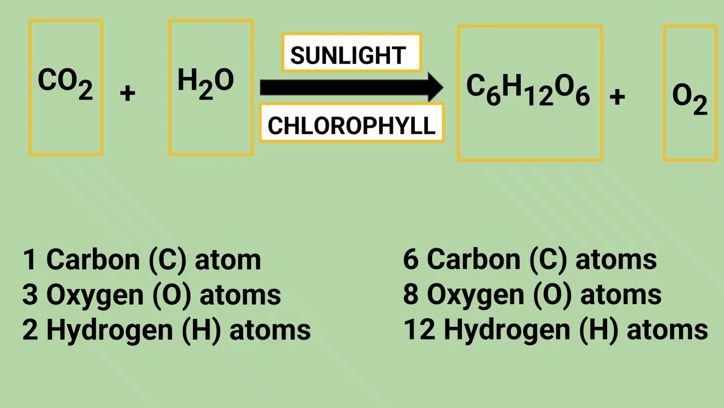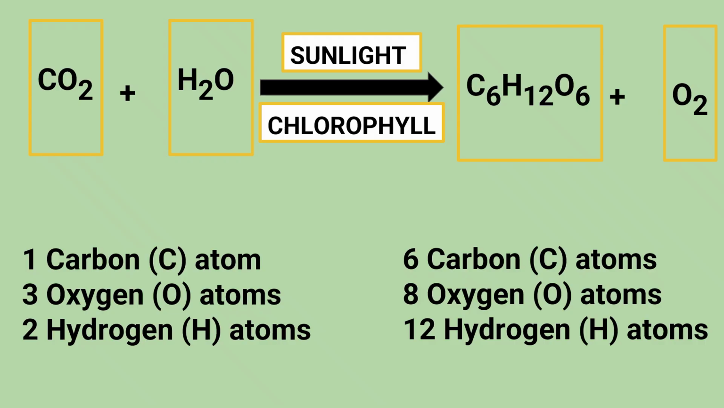On the product side of the equation, glucose has 6 carbon atoms, 12 hydrogen atoms, and 6 oxygen atoms. And one molecule of oxygen gas has 2 oxygen atoms. In total, on the product side, there are 6 carbon atoms, 8 oxygen atoms, and 12 hydrogen atoms.